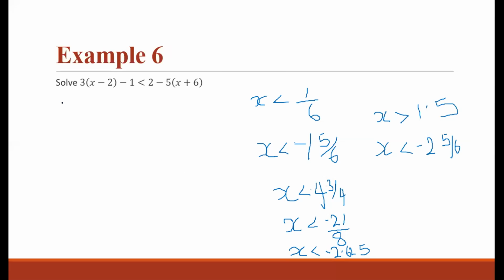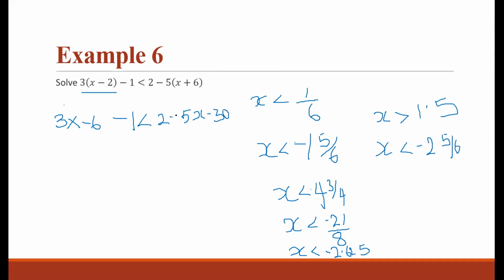Okay, so what we are going to do is open this bracket together. It's going to be 3x minus 6 minus 1 is less than 2 minus 5x. What is going to be the next value here? Minus 5x. Someone? Minus 30. Minus 30 or plus? Minus 30, correct.